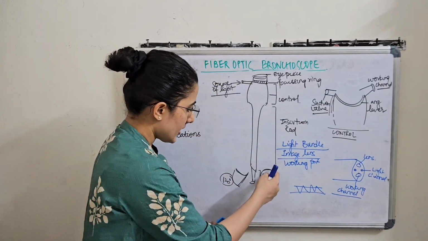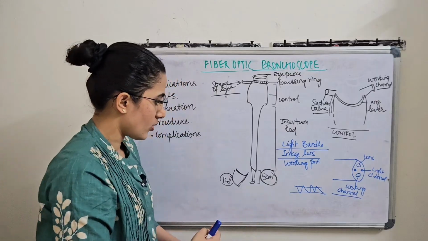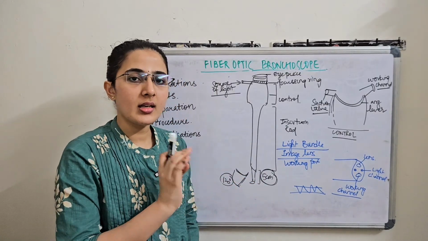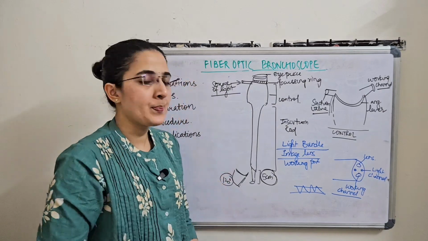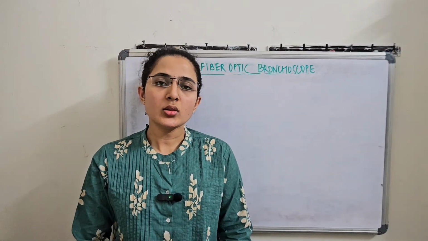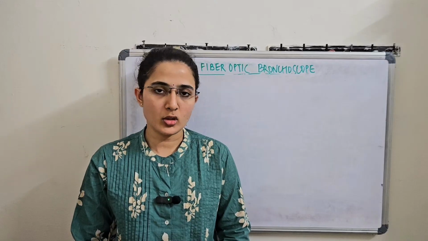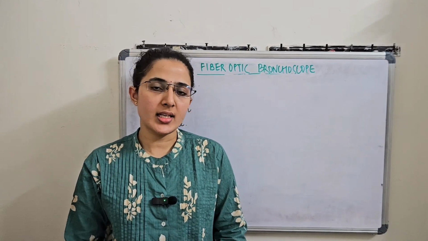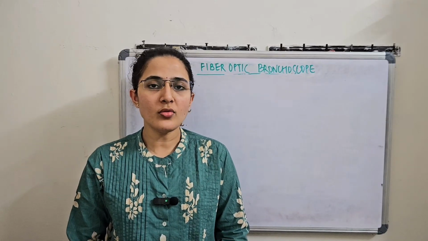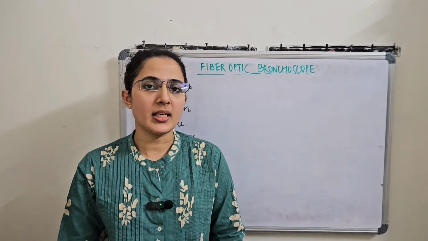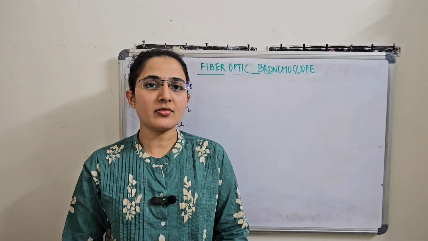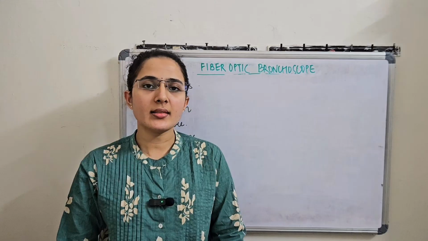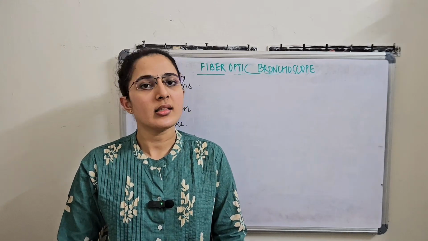The distal 5 centimeter of the fiber optic bronchoscope can flex and deflex and provides a vision of about 120 degrees. The length of an adult fiber optic bronchoscope is about 60 centimeter, and it ranges from 4 to 6 mm outer diameter. Whereas a pediatric fiber optic bronchoscope will be about 2.5 to 3 mm outer diameter and has a length on average of about 30 to 40 centimeter.